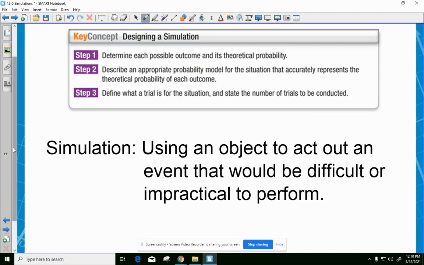Now, the real thing we're going to try to get into today, and that's why you have your computer in front of you, is the idea of what's called a simulation. By definition, a simulation says you're going to use some kind of object. We're going to use the calculator in the link that I sent you to act out something that would be difficult, impossible, or impractical to perform. So that's our goal.